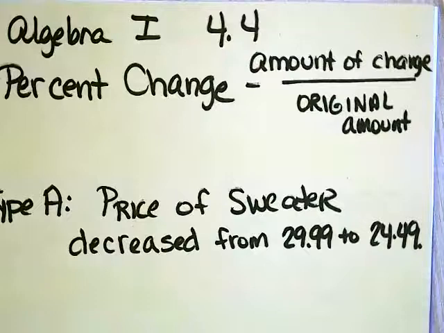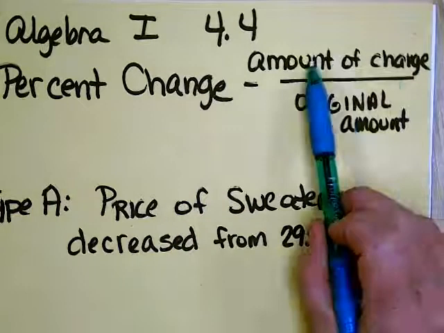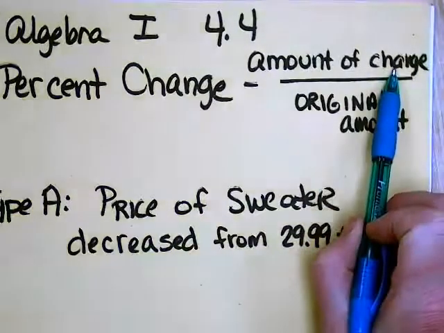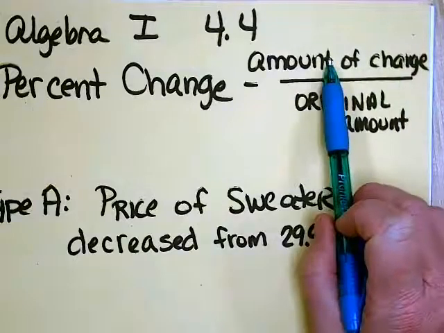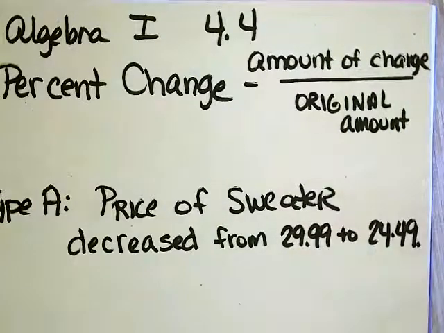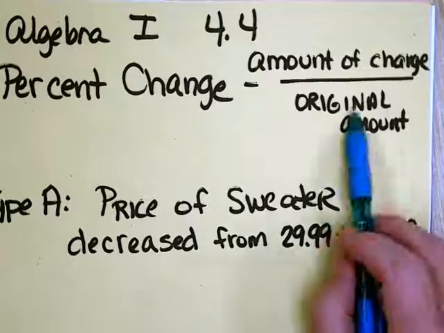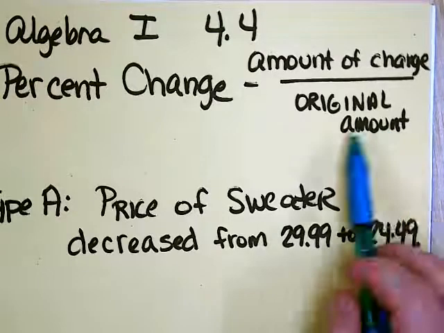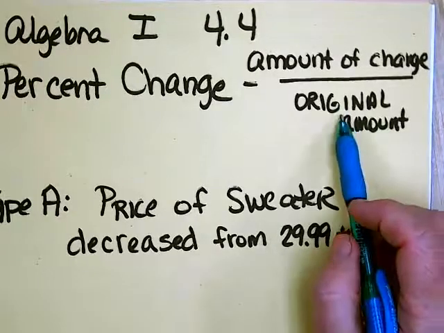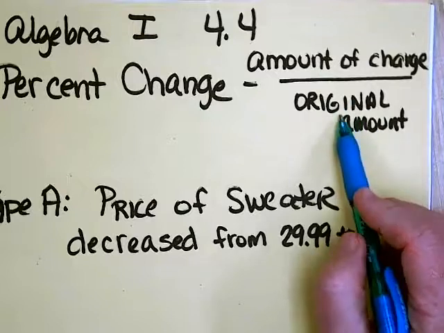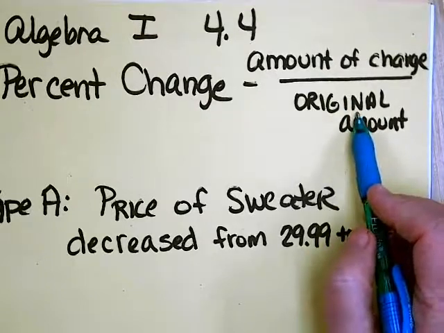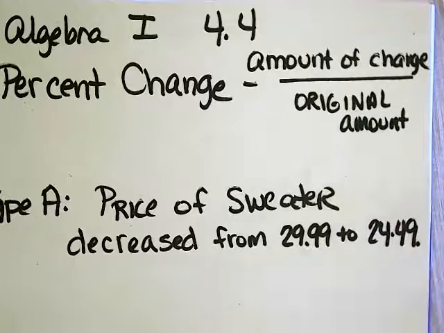First thing you need to know is that percent change is the amount of change. You're going to figure out how much it changed, so it means you're going to do a subtraction problem over the original amount. Make sure when you start your problem that you put the original amount on the bottom. Okay? That has to go on the bottom. That's something that kids forget sometimes.